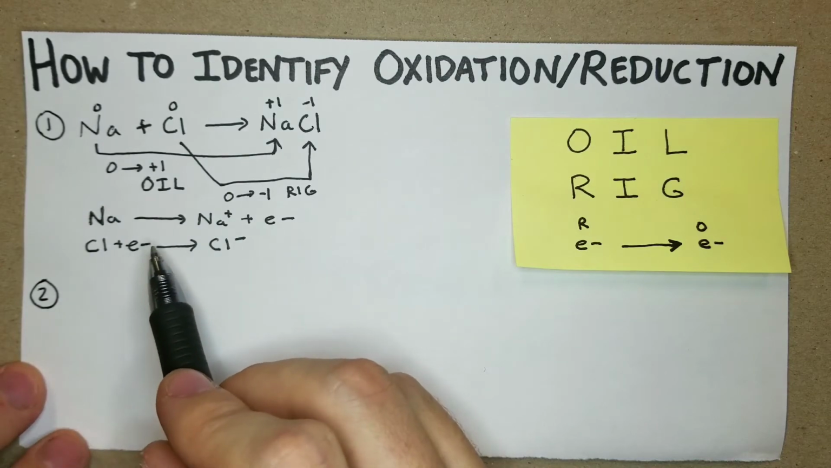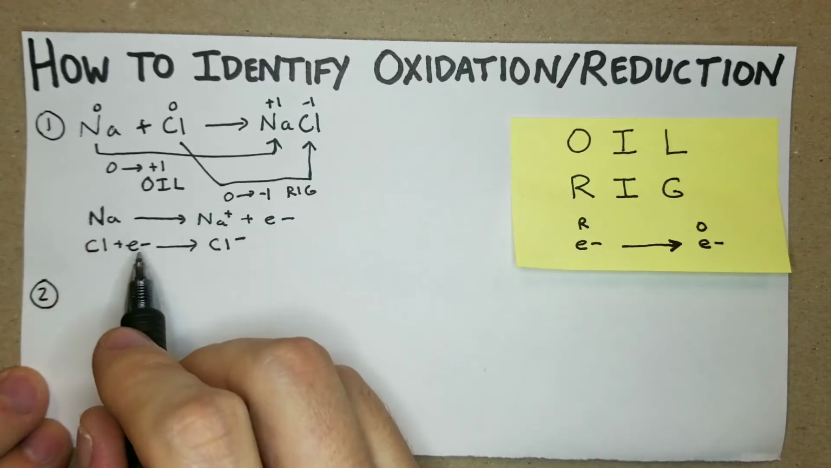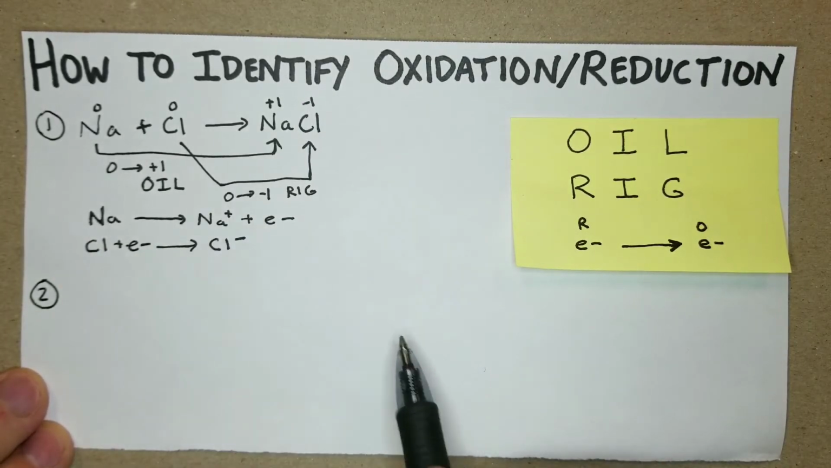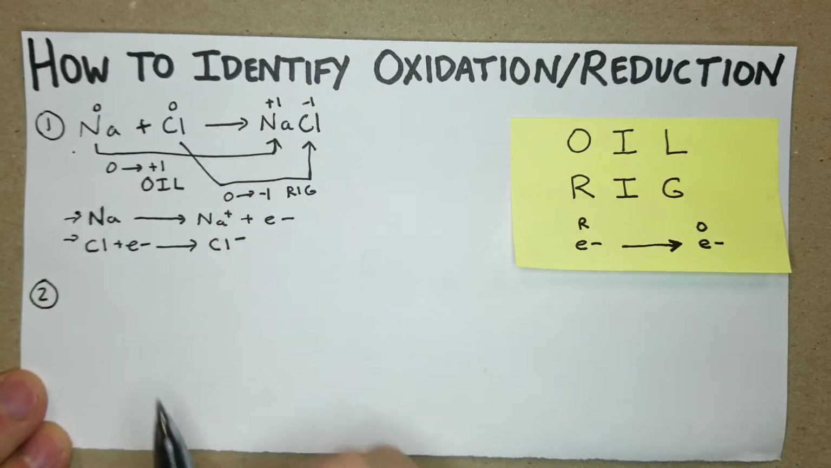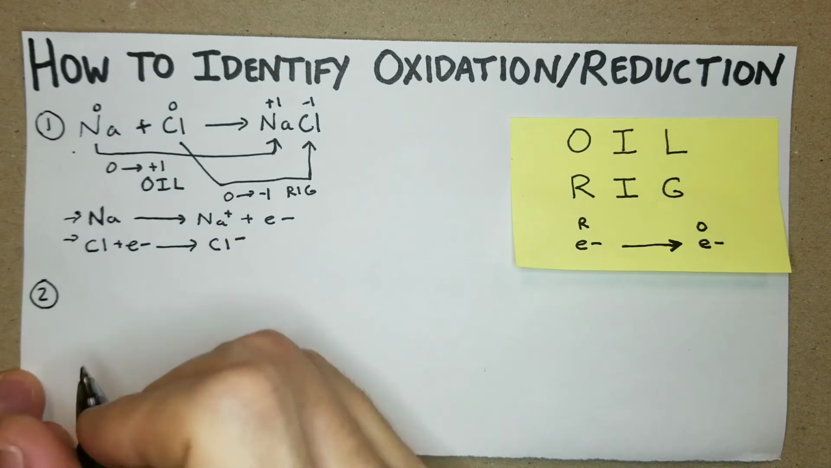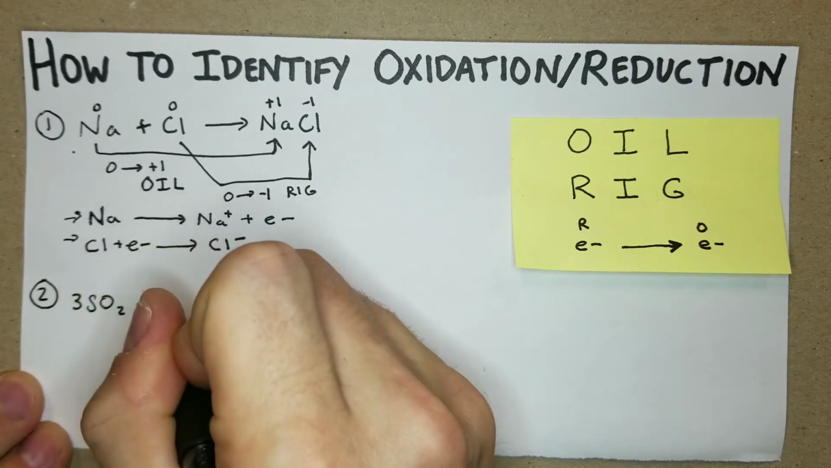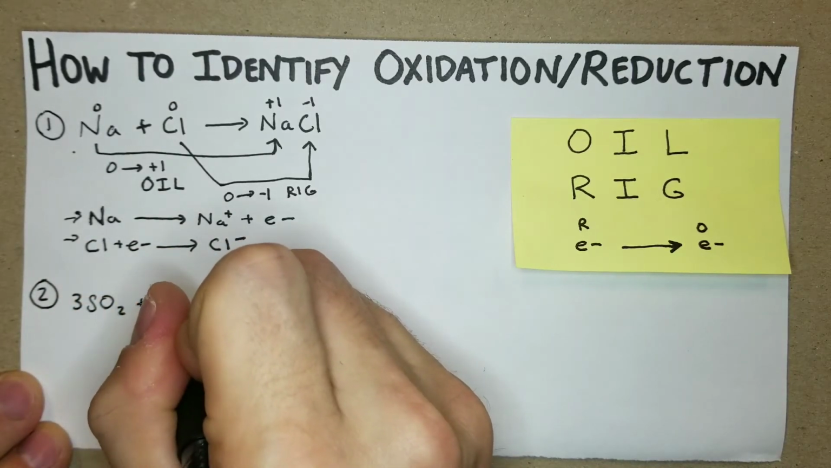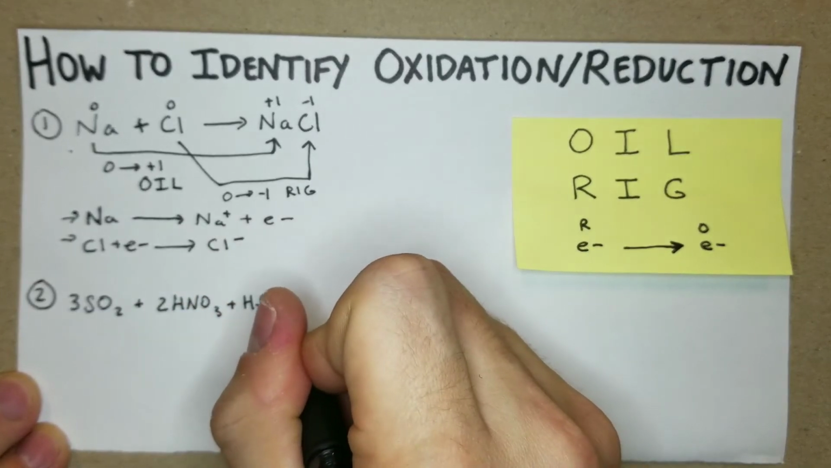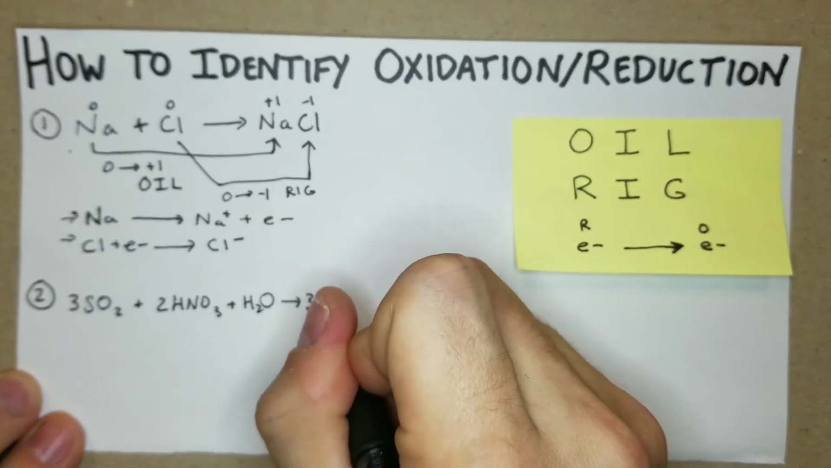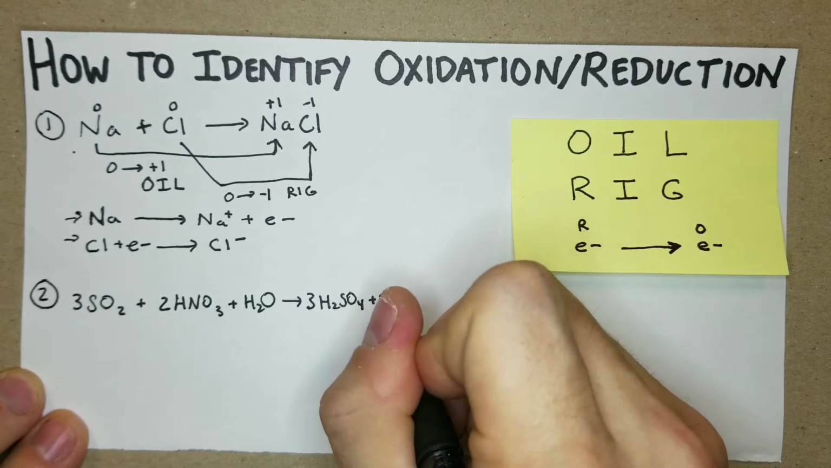And that's probably going to be the last simple one, because whenever there's just 2 elements in the problem, I think it's pretty straightforward if you understand these concepts and you know how to split one of these reactions. So let's see, the next one we're going to go with is 3SO2 plus 2HNO3 plus H2O yields 3H2SO4 plus 2NO.